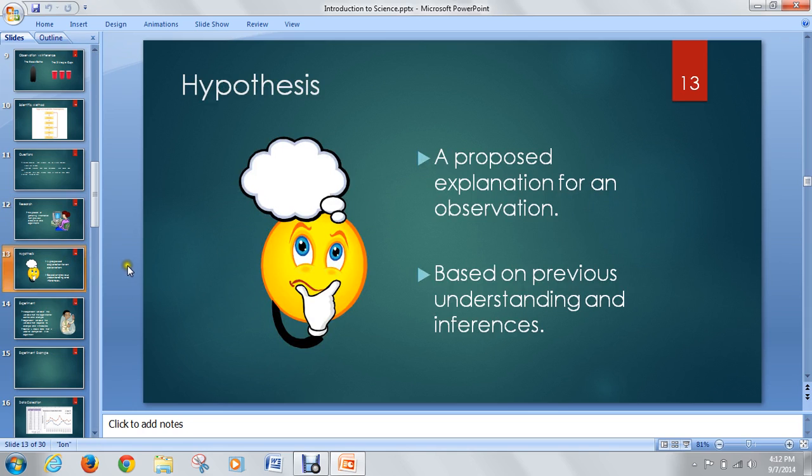Then you form a hypothesis, which is your proposed explanation of the observation. So let's say, again, I smell smoke in a room, and I could hypothesize that there's a fire burning in the room next door or something like that. Okay, it may not necessarily be right, but it's your proposed explanation based on your understanding.